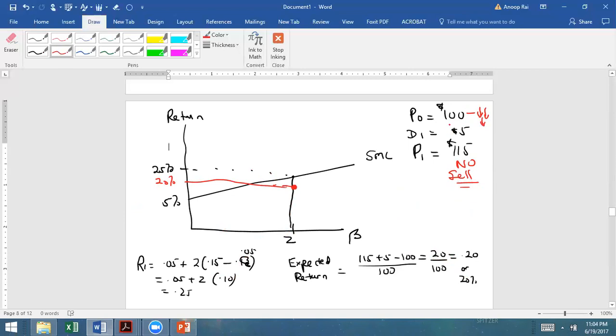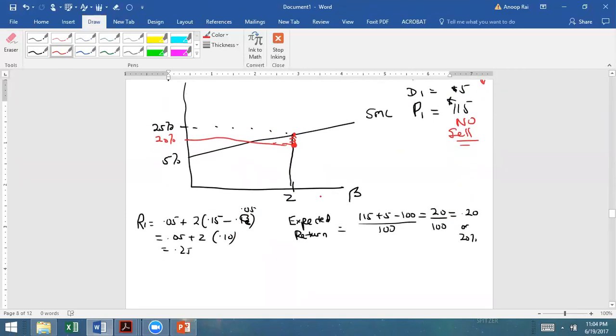And as it comes down, it's a good deal, correct? So your expected return will go up, and it will keep going up until it reaches here. But at what price will it be in equilibrium? Well, that's easy to calculate. We say your expected return should be 115, which is what you'll get, plus $5. What we want to know is what we should pay today. Let's make that X such that the return becomes 25%.